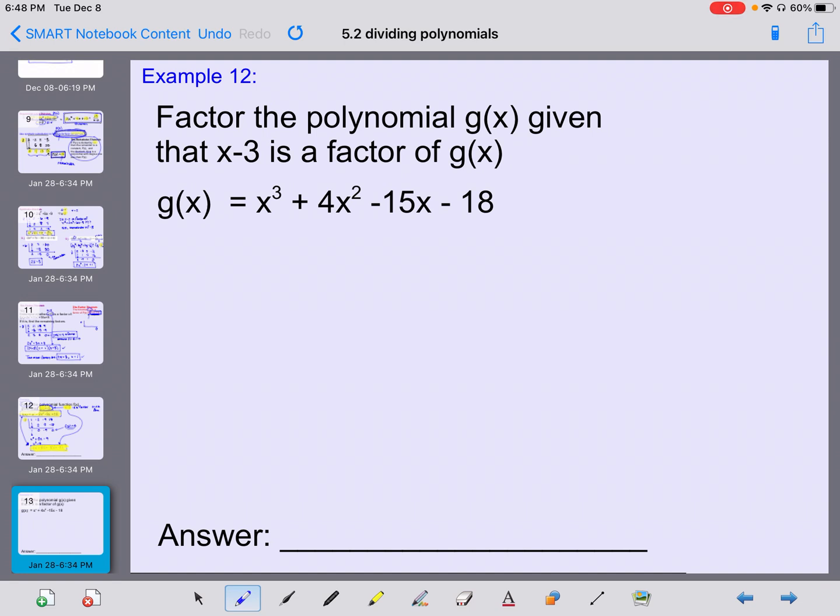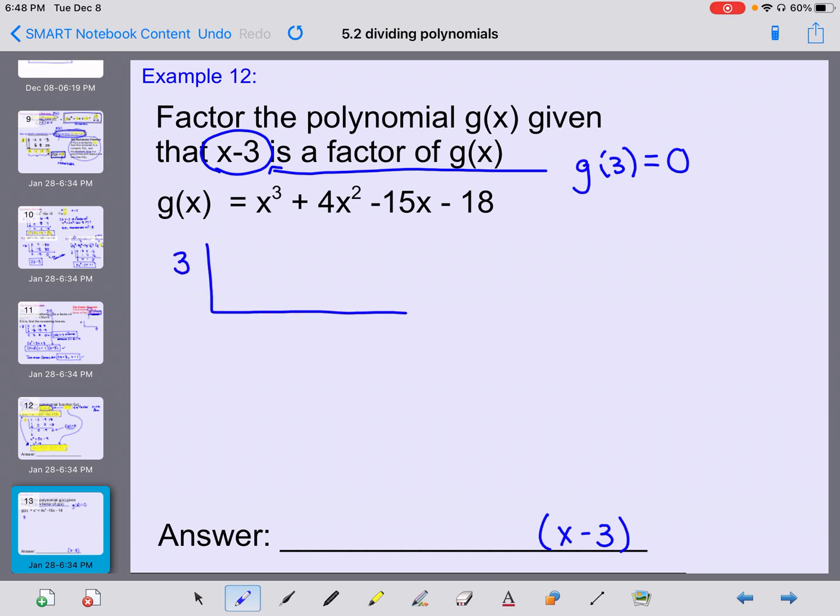All right, so this question told us that x minus 3 is a factor. So in your final answer, you might want to already say x minus 3. The other thing that this tells us is that f of 3 is going to get us 0. So actually in this case, it's g of 3. So I'm going to do synthetic division with a 3 on the outside. I'm going to take my coefficients and line them up. Make sure you put new zeros in if you had to.